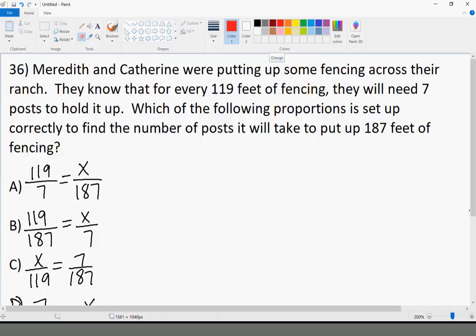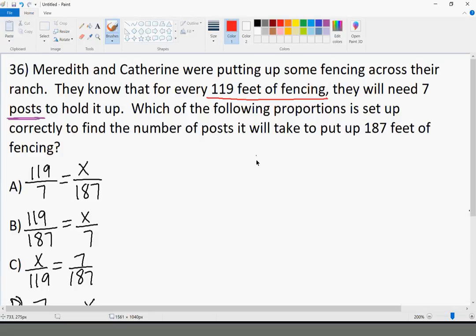So for proportions, you're basically comparing via a ratio two different things. So for the things here, that is number of feet of fencing, the amount of fencing, no, the length of fencing, right? And then the number of posts. So fencing versus posts. So when you're doing proportions, it's important that your proportions are matched up.